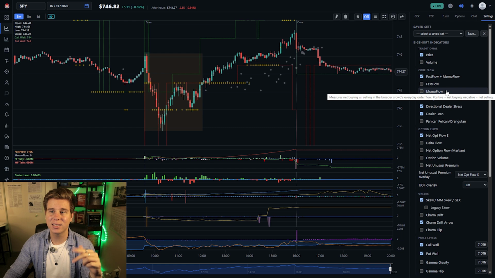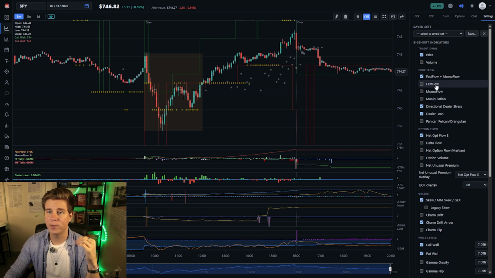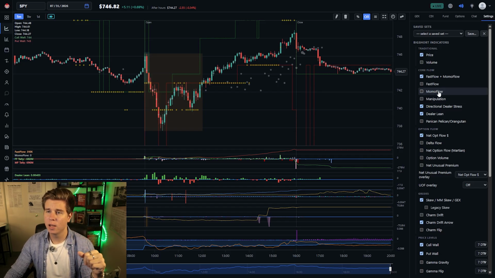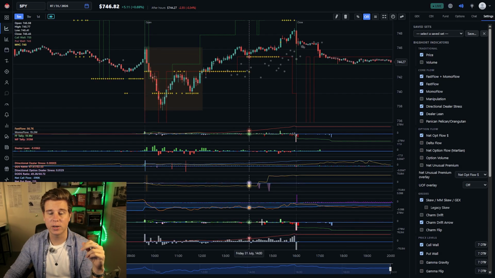And what happens is these indicators get added in the order that you select them in. So I personally like having FastFlow and MomoFlow in separate panes just because I find it easier to process. So I'm going to select FastFlow. I'm going to select MomoFlow. As you can see, they appear at the bottom here in that order.